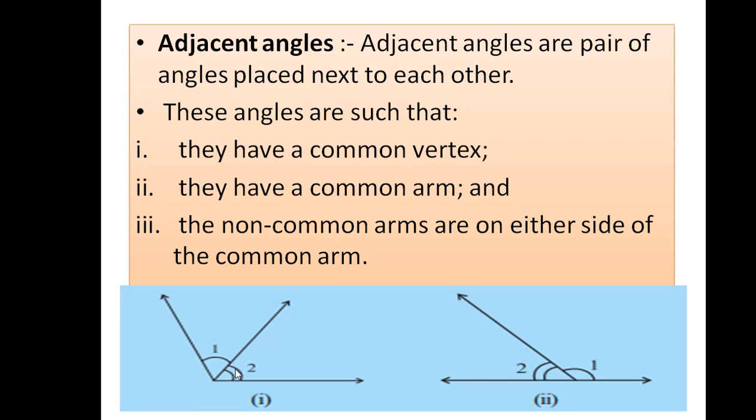Then the third point, the non-common arms are on either side of the common arm. One will be to the left side and the other will be to the right side of the common arm. One more example is here. Here also angle 1 and 2 are adjacent. We have a common arm here, and the non-common arms are on both sides of the common arm.